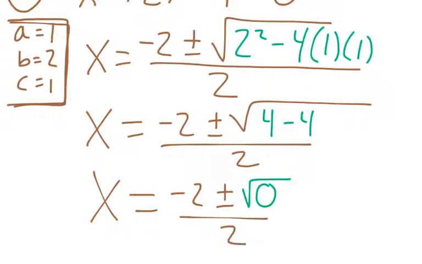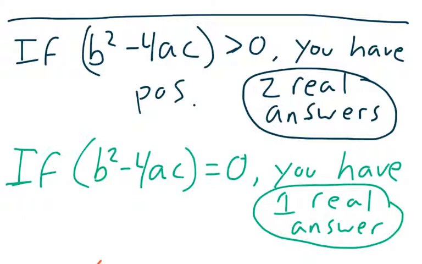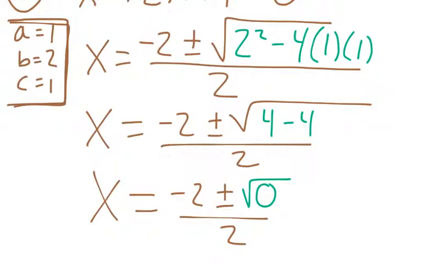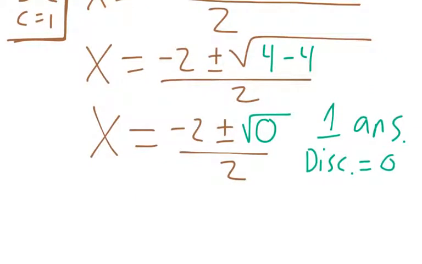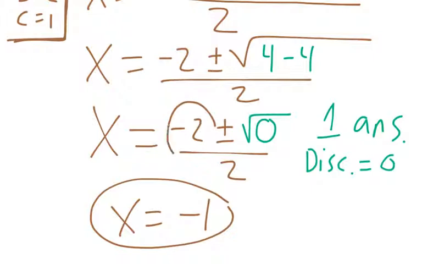So again, going back to the last slide, when the discriminant is 0, I have one real answer. Look here now. I have plus or minus 0. So negative 2 plus 0 is negative 2, negative 2 minus 0 is still negative 2. That's why it's only one answer, and the discriminant equals 0. My only answer here is x equals negative 1, negative 2 divided by positive 2.